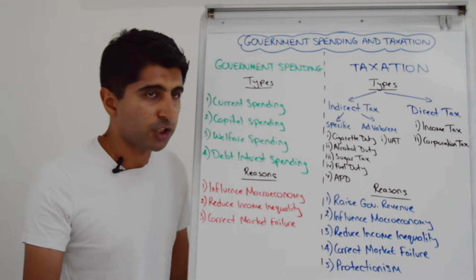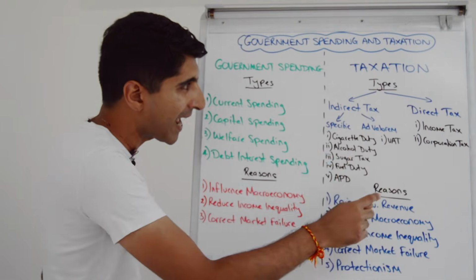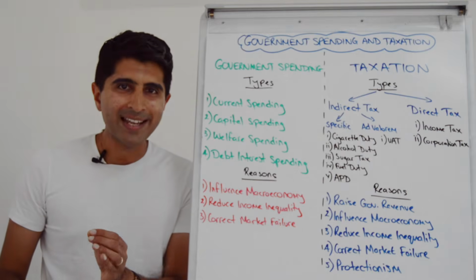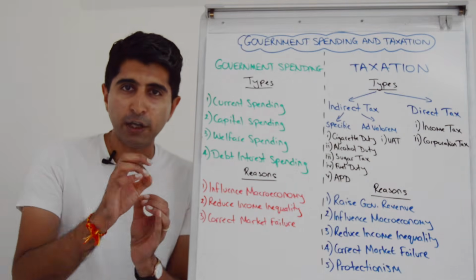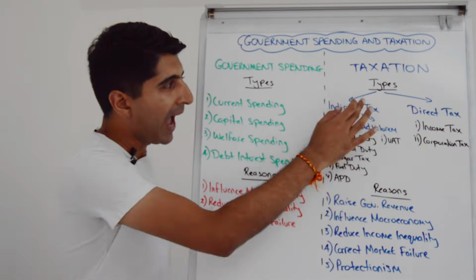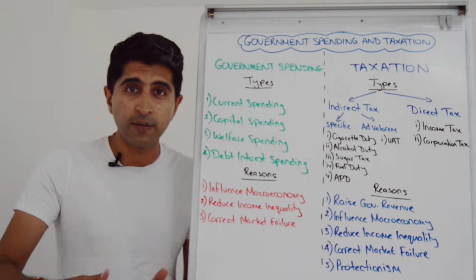What about taxation? Well, there are two different types of taxation. You can have indirect tax and you can have direct taxes. Indirect taxes are expenditure taxes. They're actually levied on firms. They increase their cost of production, but they can be transferred to consumers. As expenditure taxes, these taxes are paid simply when a good or a service is sold.